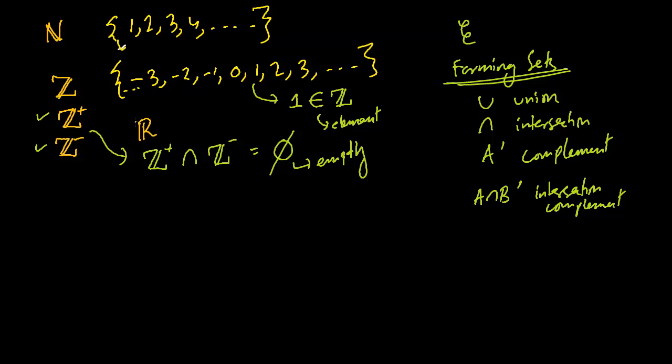Another notation is the subset. For example, natural numbers are nothing but a type of integers, positive integers. So it's a subset. This belongs to the integers. This is a subset notation. So these are the notations.